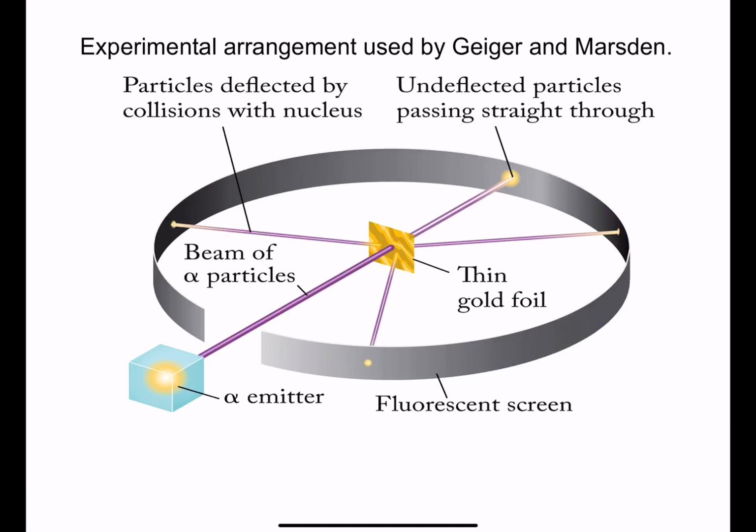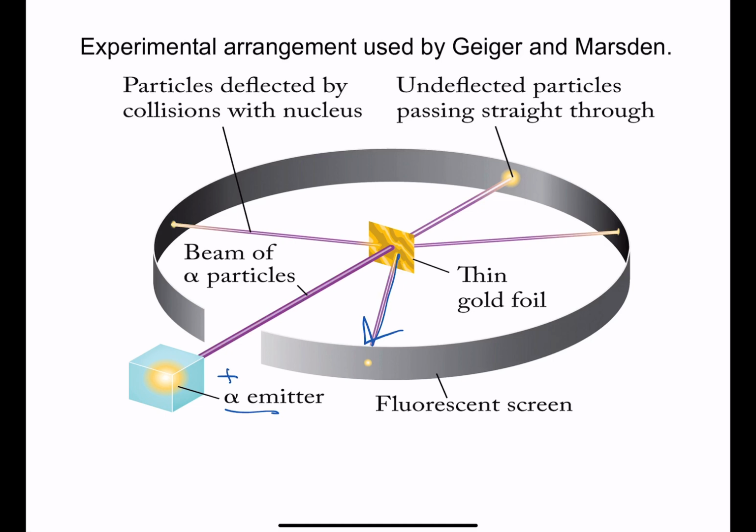Rutherford's students, Geiger and Marsden, were doing an experiment where they had an alpha emitter, which is a positively charged particle, and they were shining this through thin gold. What they expected to happen is some of the particles would go right through, and some of them would be slightly deflected by the positive charge. However, what they discovered was that some of the particles shot right back towards them. So this was a really surprising experiment.